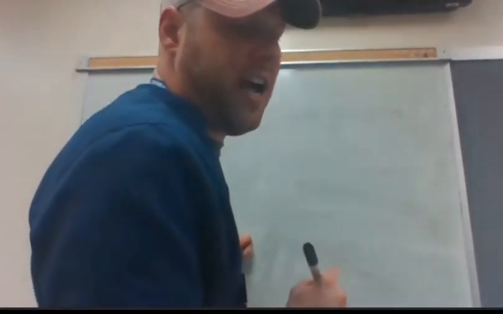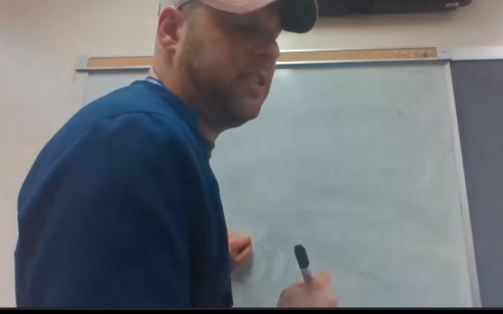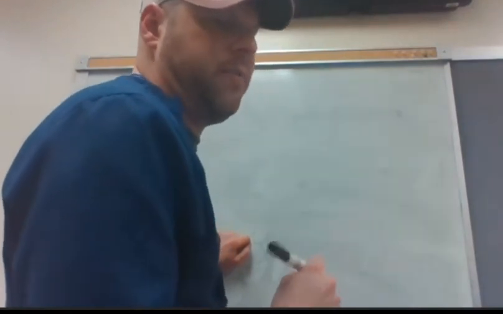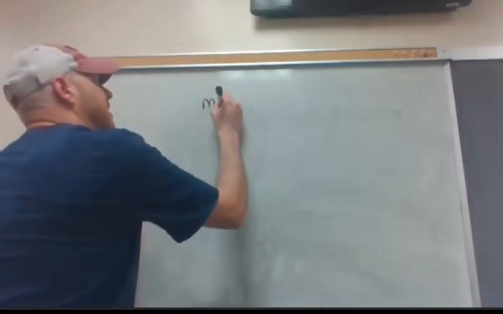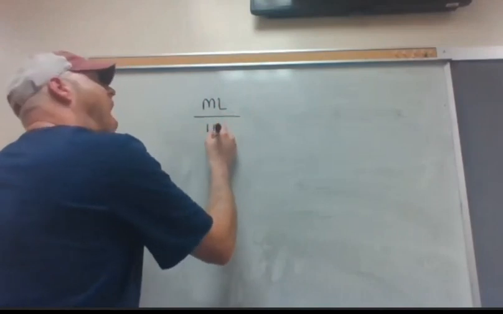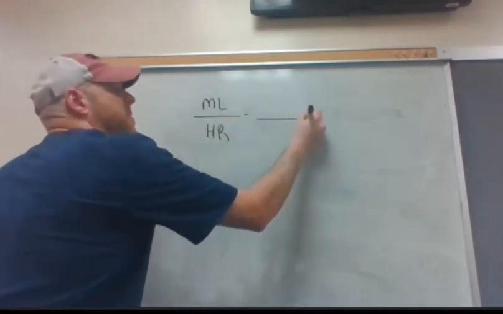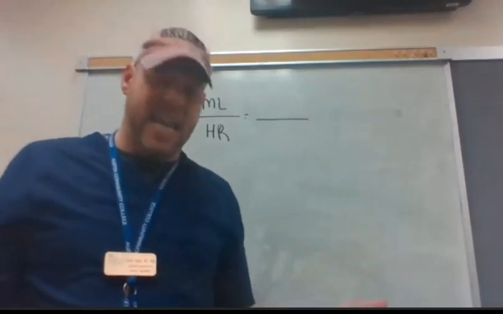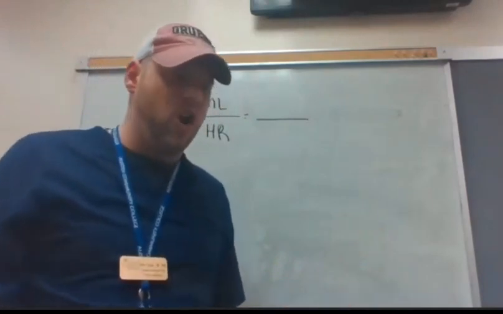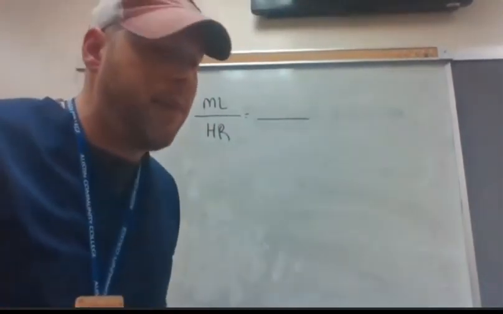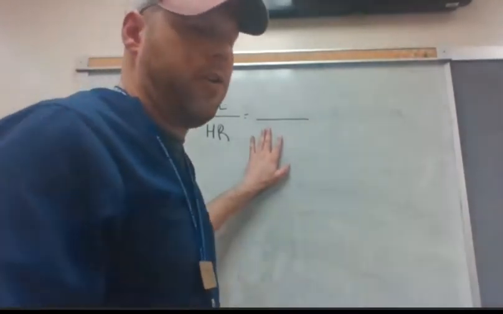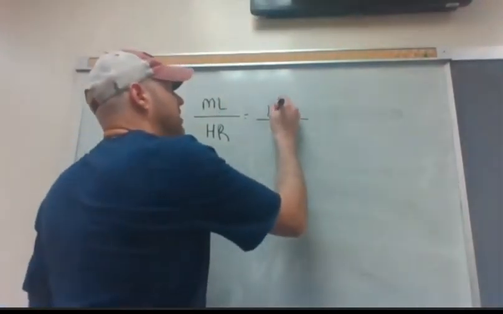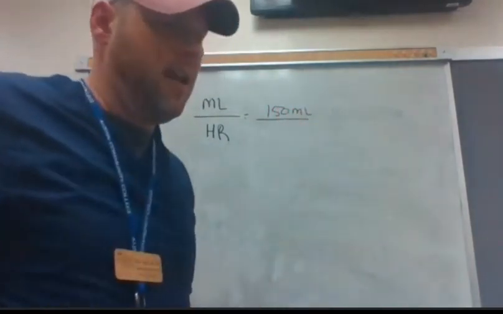The physician has ordered 150 milliliters to be infused in 45 minutes. What would the rate be in milliliters per hour? So I have milliliters per, which means over, correct? Milliliters per hour. All I know is that time always goes on the bottom, so that means everything else is up top. Milliliters up top, how much fluid do I have in that bag? I have 150 milliliters, correct?